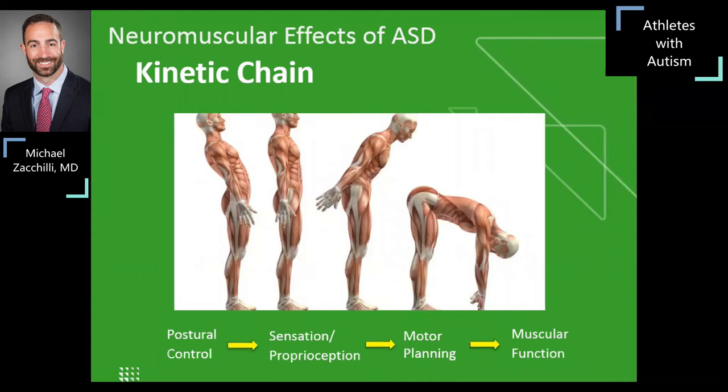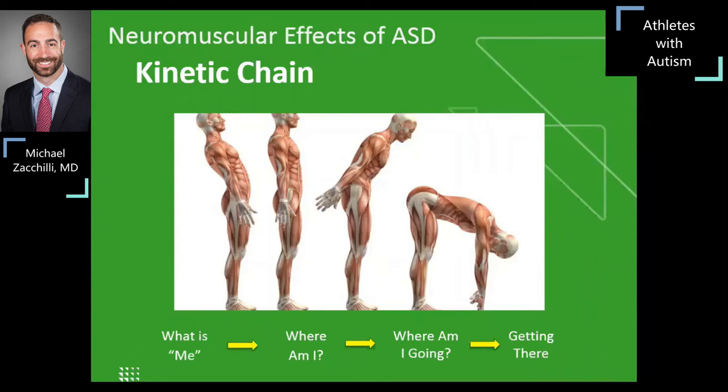The kinetic chain is a great way to think about it. So when we think about this, we think about postural control, sensation or information input, motor planning or information output, and muscular function, which is actual movement. And we can think about that in the setting of a patient of what is me, where am I, where am I going, and how am I getting there? And what we see is that in autism spectrum disorders, we affect all of these problems.